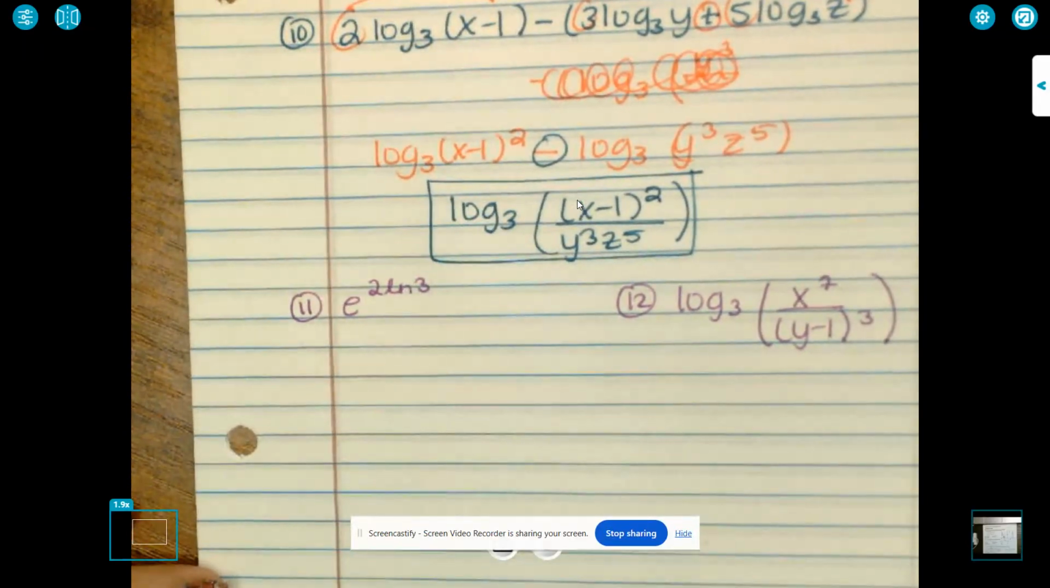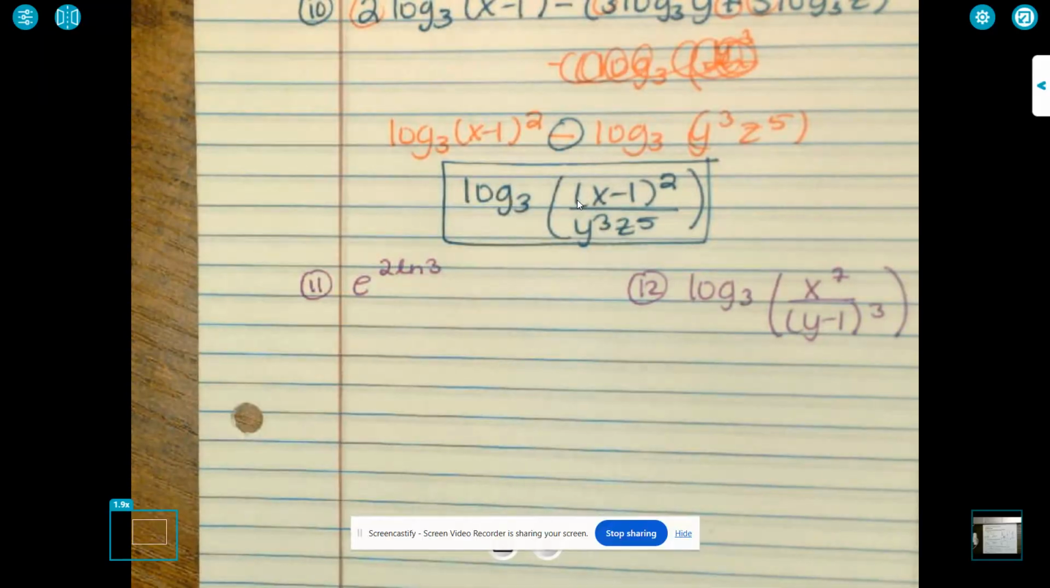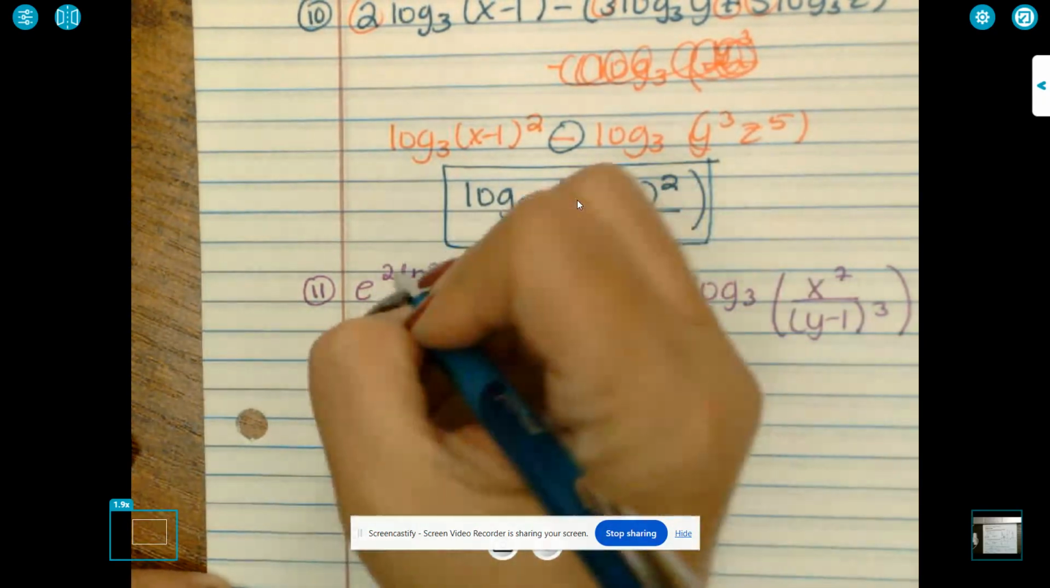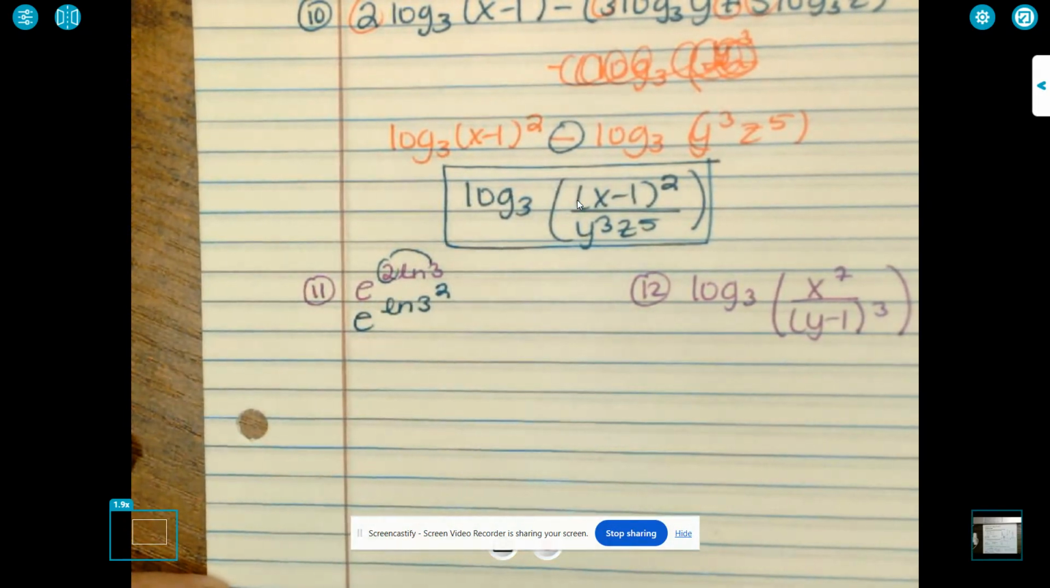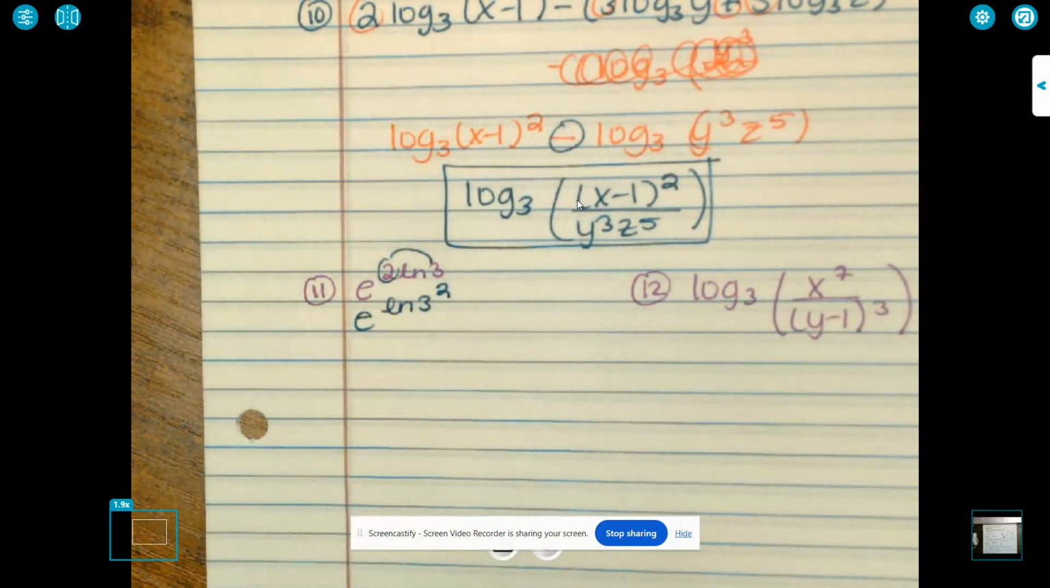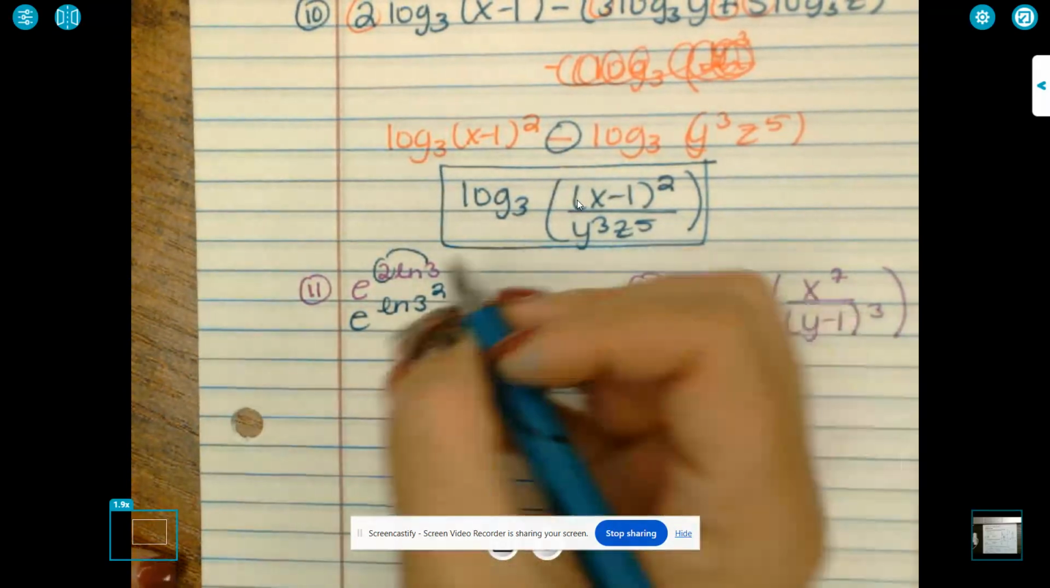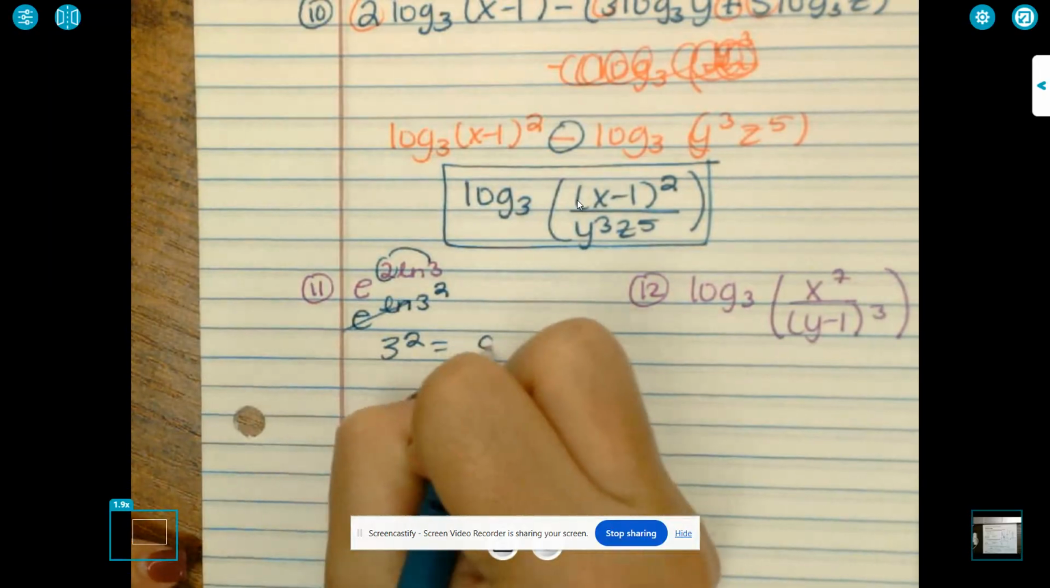Okay. All right, number 11. Remember, we should recognize immediately about e's and ln's and how they cancel each other out. But we can't do that quite yet. So the first thing we're going to do is move that 2 up there where it belongs, which is as an exponent. All right, so now our e and ln can cancel, and that exponent just drops down. So we're left with 3 squared, which is 9.